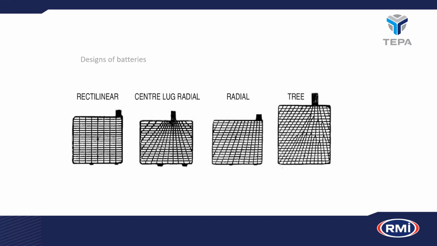The principal theory of it being that the current that is generated across the grid needs to find the shortest route to the lug. Now, as you all know, electricity will always find the path of least resistance. So by creating a direct linear direction to the lug, there's obviously less resistance, so you get a better delivery of current out of the tree design of the cell panel.